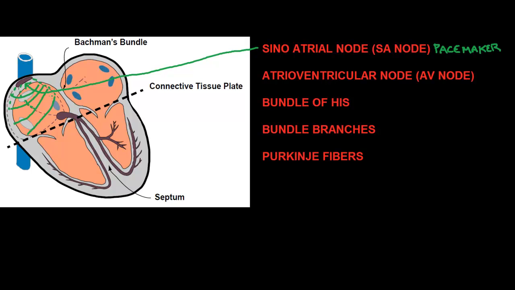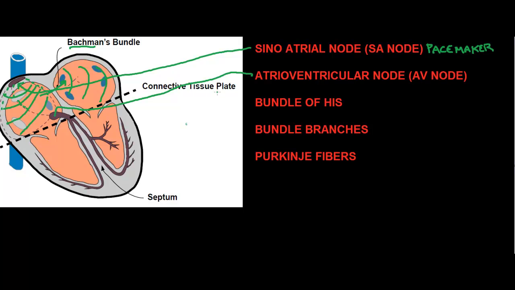The electricity comes across through a thing called Bachmann's bundle here, comes across into the left atrium and causes the left atrium to contract. The electricity ends up in this little purple part right here called the atrioventricular node, or the AV node. Because of this connective tissue plate, the electricity can't go directly into the ventricles. The only pathway a healthy heart has to send electricity to the ventricles is through the AV node.